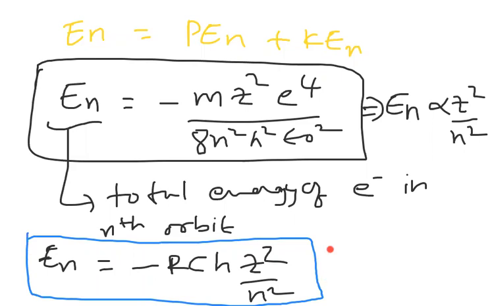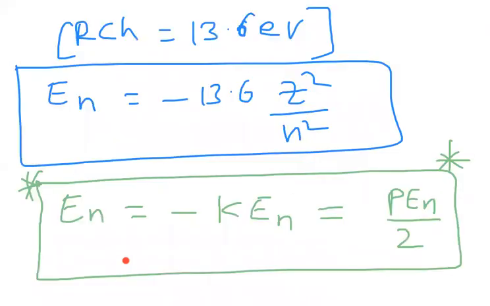Minus RCH Z square by N square. So here, what I concluded is this RCH value. What is the RCH value? 13.6 electron volts. 13.6 electron volts is the RCH value. So the energy is minus 13.6 Z square by N square. From here, what is my final conclusion?